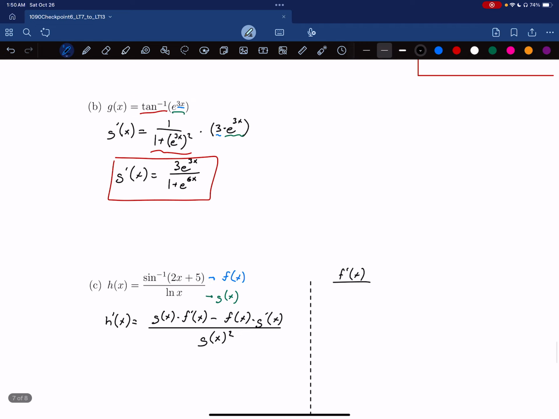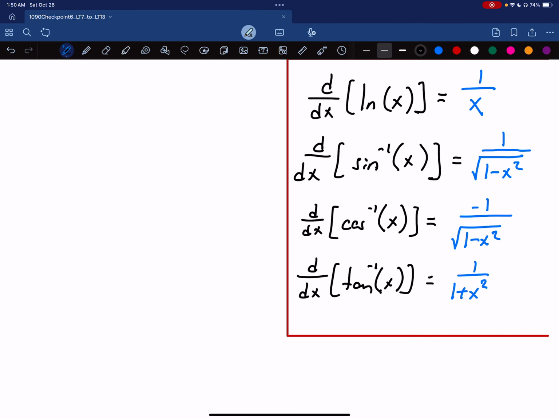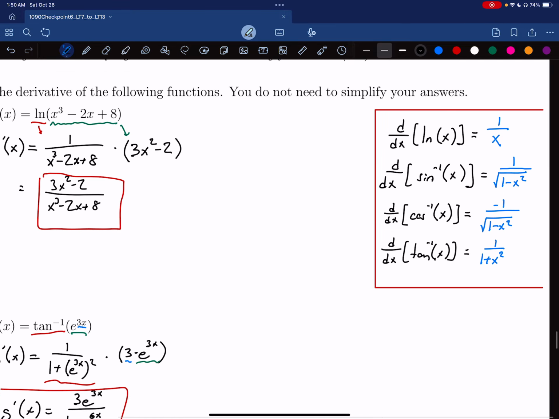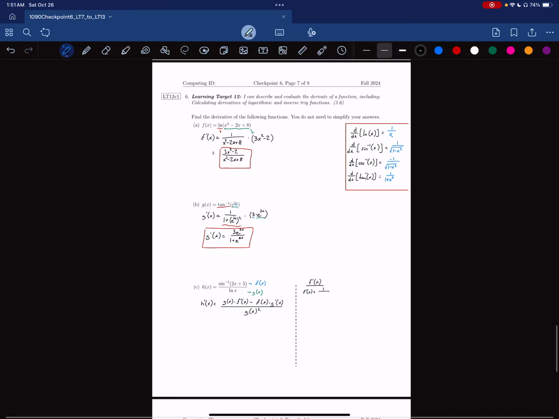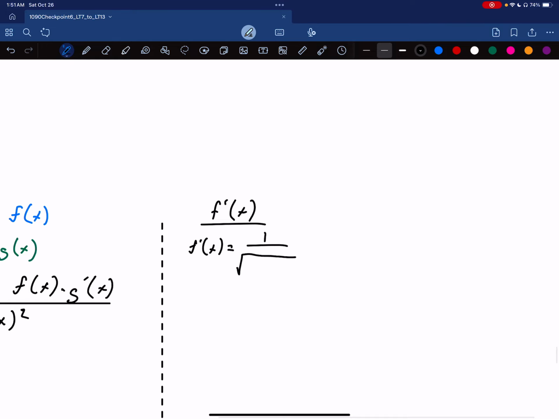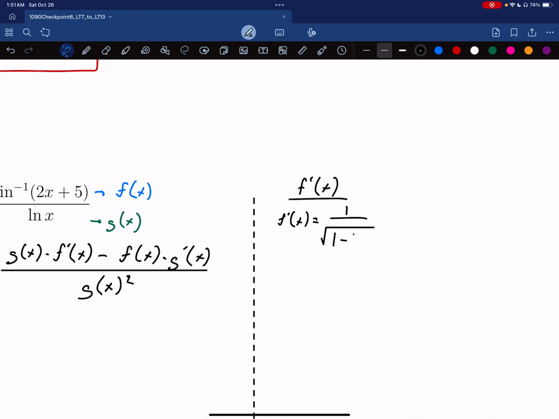First, I see an inverse sine. So I'm going to go up here and see that the derivative of inverse sine is 1 over the square root of 1 minus x squared. In this case, we're going to represent x as 2x plus 5, and that is squared. And this, using the chain rule, will be multiplied by the derivative of 2x plus 5, which is just 2.